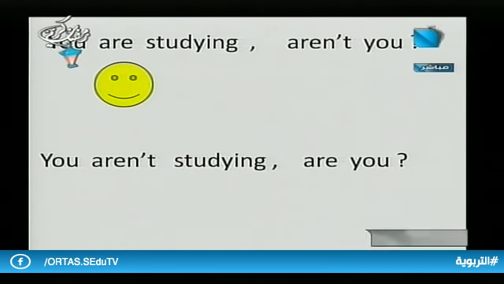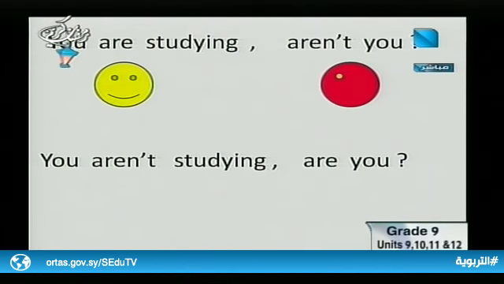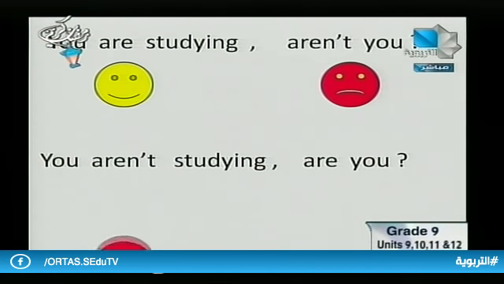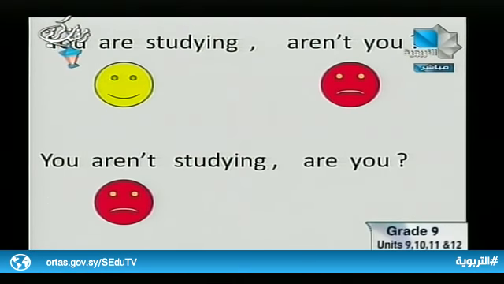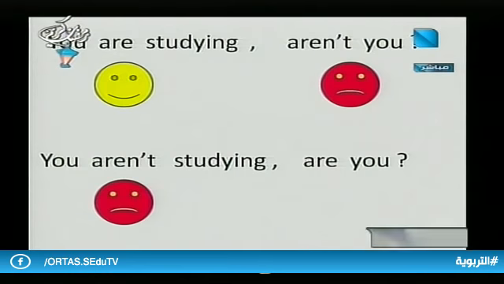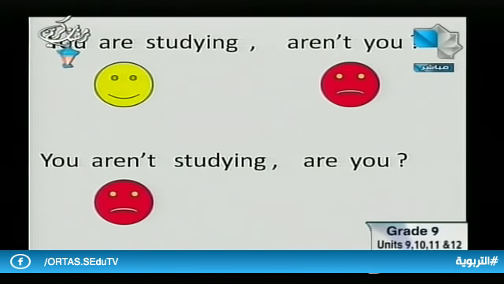More examples, please. You are studying, aren't you? Here the sentence is positive, the tag is negative. The second example: you aren't studying, are you? Here the smiling face in the first example symbolizes the positive sentence, and maybe the sad face symbolizes the negative form.